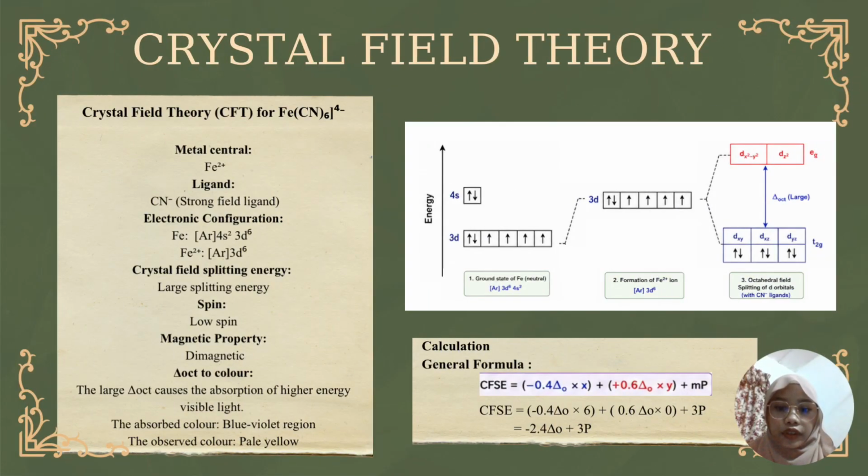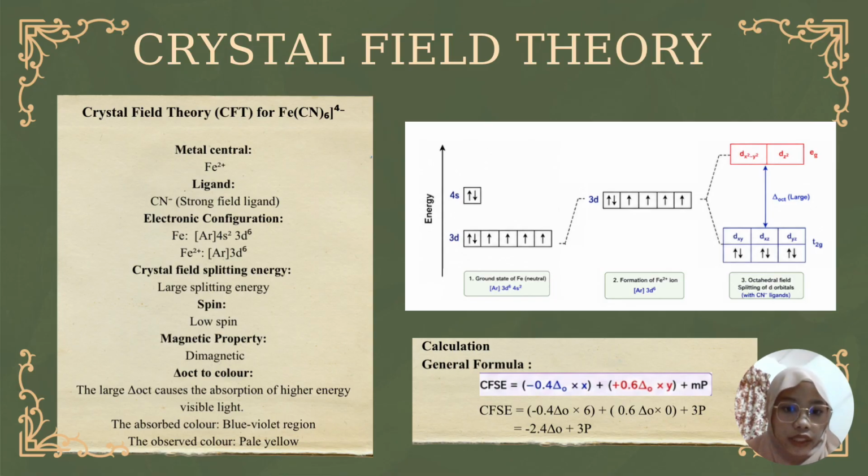From the crystal field theory, for ferrocyanide, the metal center is iron 2+, and the ligand is CN-, which is a strong field ligand. For neutral iron, the electron configuration is 4s2 3d6. For iron 2+, the two electrons removed from the 4s become 3d6.